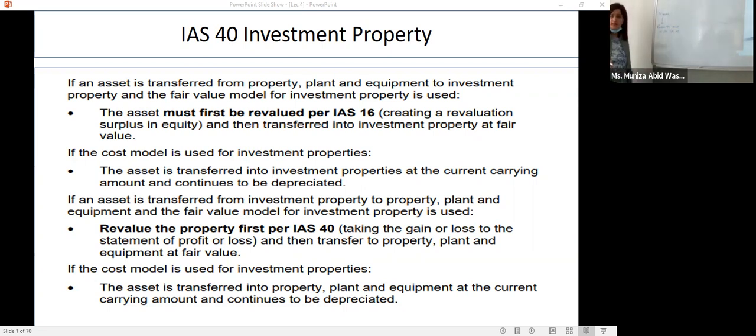What is the difference in revaluing the asset as per IAS 16 and revaluing the asset as per IAS 40? Under IAS 16, when we are revaluing the asset, we have to take the revaluation gain to the statement of other comprehensive income.